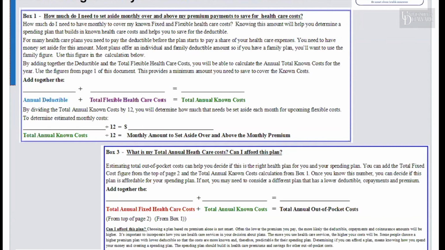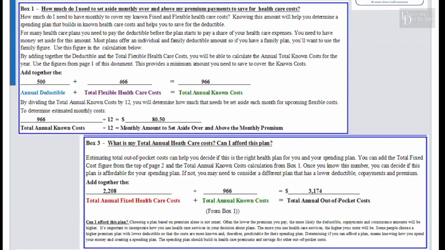Box 3 is, what is the total annual healthcare costs and can I afford this plan? This is where we take the total annual fixed healthcare costs, so that's all our premiums, and our total annual known costs, and we add them together and you begin to get that total out-of-pocket costs. So, next slide.